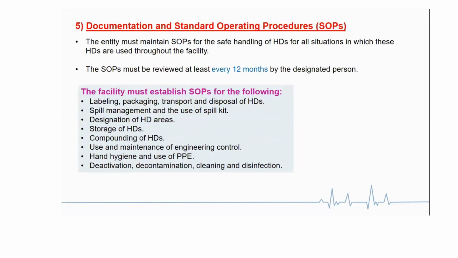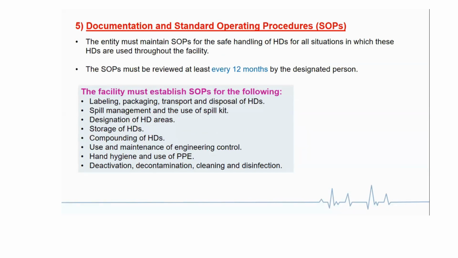The fifth recommendation is the documentation and standard operating procedures. The entity must maintain SOPs for the safe handling of hazardous drugs for all situations in which these drugs are used throughout the facility. The SOPs must be reviewed at least every 12 months by the designated person.